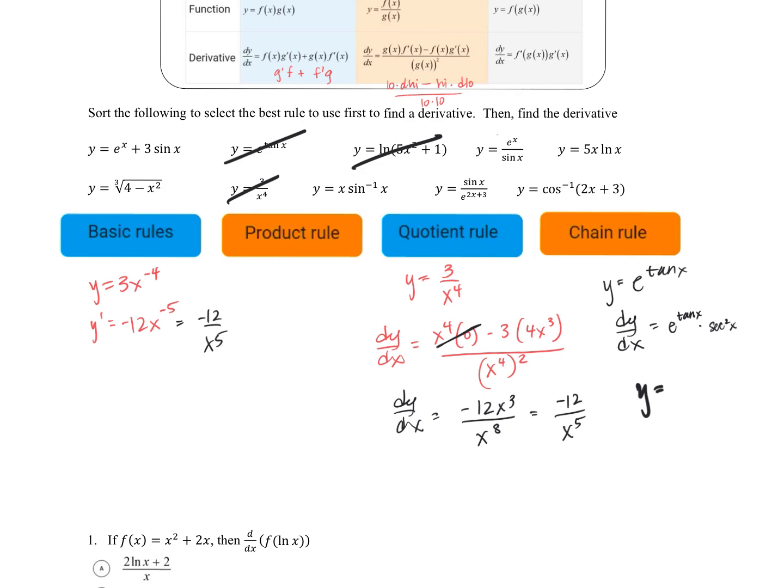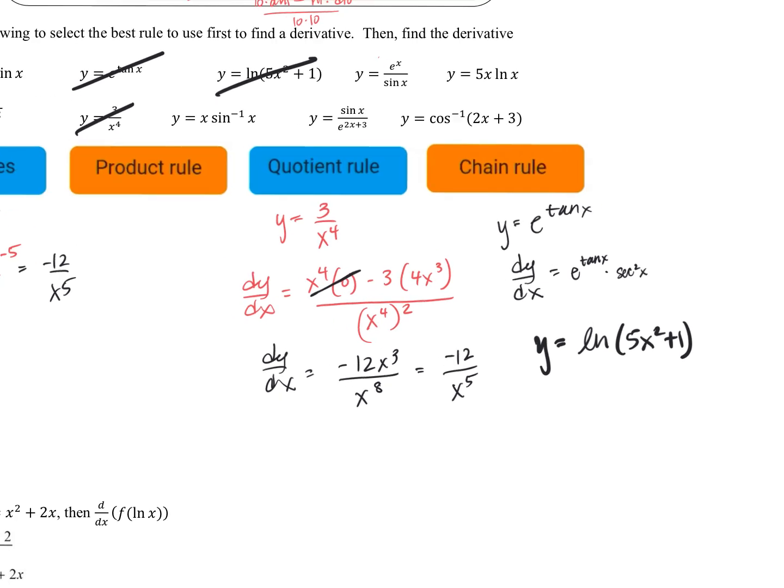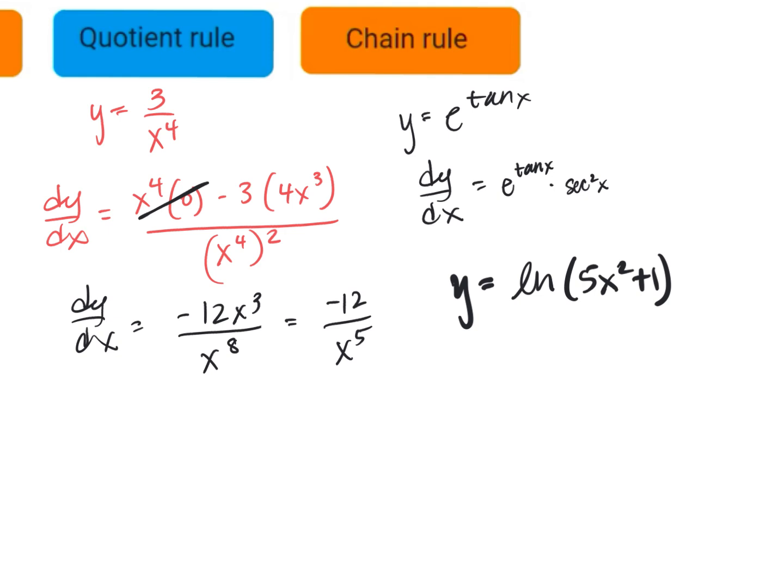Natural law, y equals ln of 5x squared plus 1. You're so right, that's a chain rule. So this was a chain rule. This is a chain rule. And again, we don't have to do all of these, but this one I think is a good one to practice. How do you do the derivative of natural log?